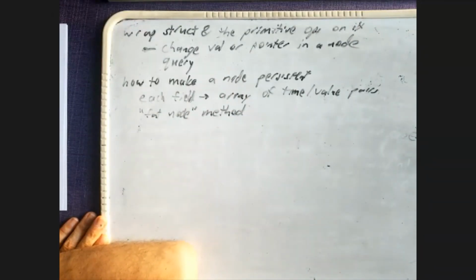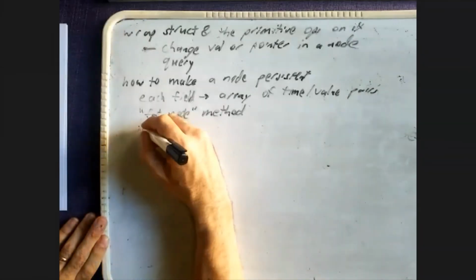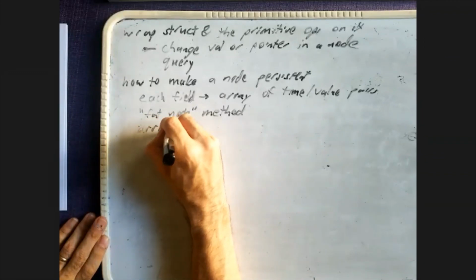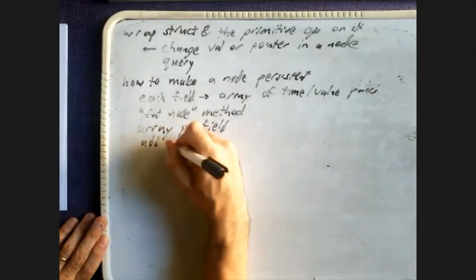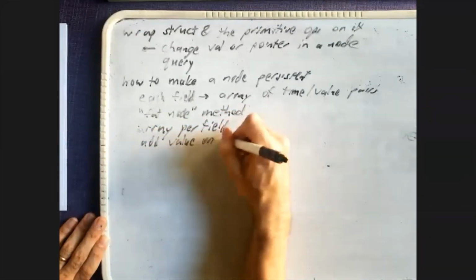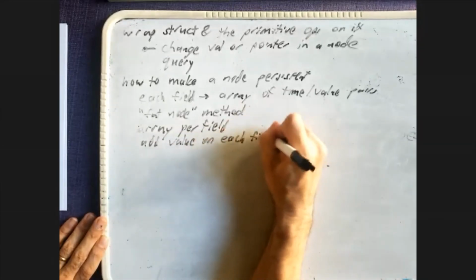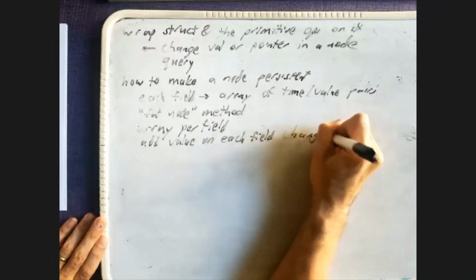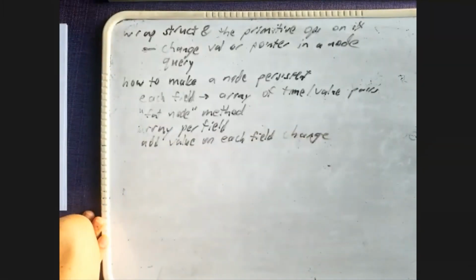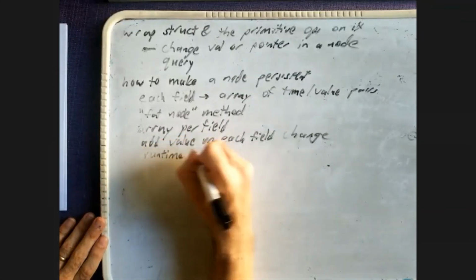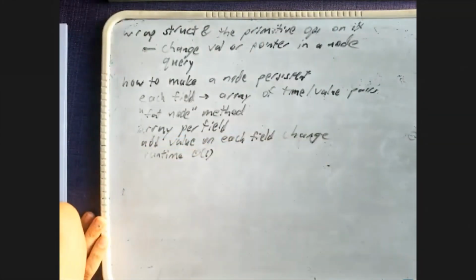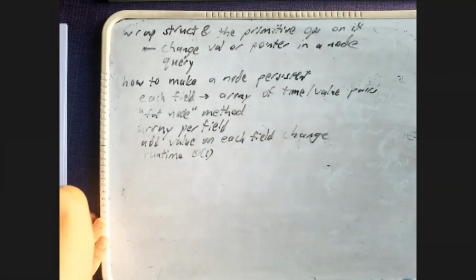So how do I do this? I just maintain an array per field, and I add a value on each field modification. That's pretty straightforward. And notice that this means that the runtime for a field modification is order 1, which is what it was anyway when we didn't have versioning. So this doesn't make things any slower asymptotically.